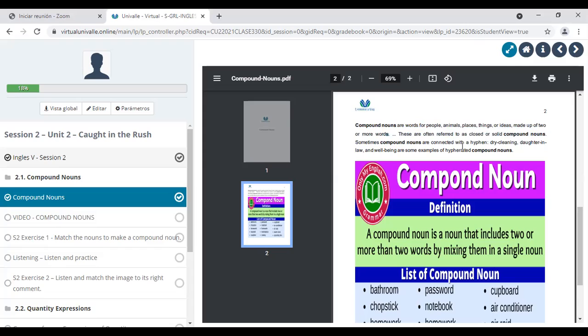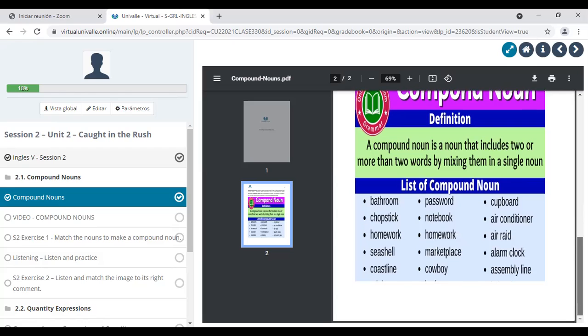Compound nouns are words for people, animals, places, things, or ideas made up of two or more words. These are often referred to as closed or solid compound nouns. Sometimes compound nouns are connected with a hyphen. Dry cleaning, daughter-in-law, and well-being are some examples of hyphenated compound nouns.